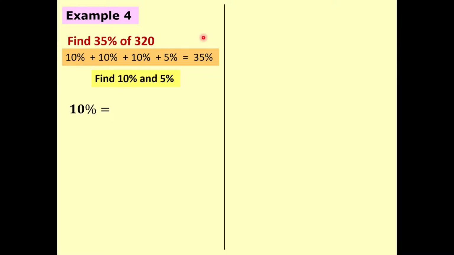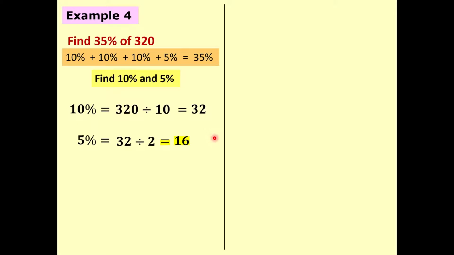So let's start by finding 10%. We know to find 10% we divide by 10. So I've just shortened this little part of the working out just a little bit, just to make it a little bit easier. So 10%, we know that we need to divide by 10. So 320 divided by 10 gives us 32. Okay, we now also know how to find 5%, because 5% is half of 10%. So we're going to take that 32 and half it. So we're going to divide that by 2. So 32 divided by 2 gives us 16.